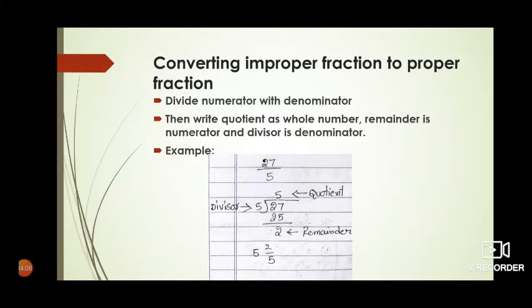So the direct method is division. Divide by 5. 5 5s are 25. So the remainder is 2. Now the quotient 5 is our whole number, the remainder 2 is the numerator, and the divisor 5 will be the denominator. How will we take it? Quotient, remainder, divisor. Quotient is the whole number, remainder is the numerator, divisor is the denominator.